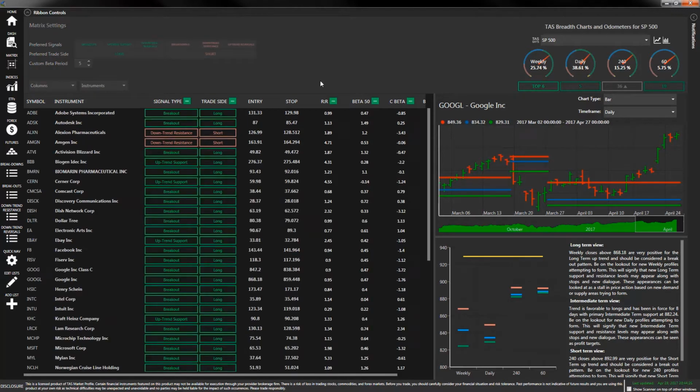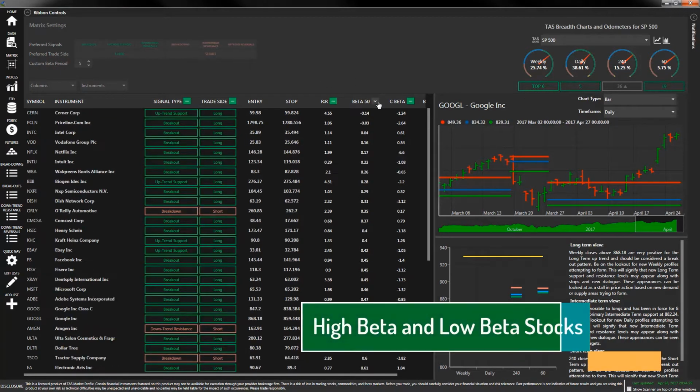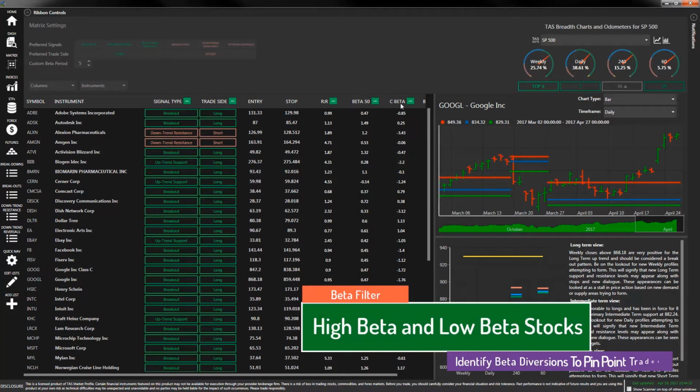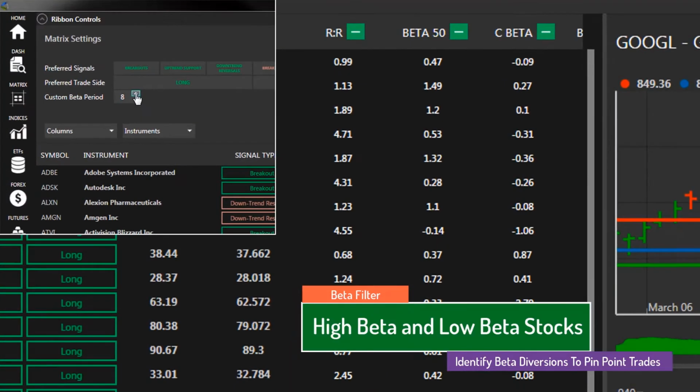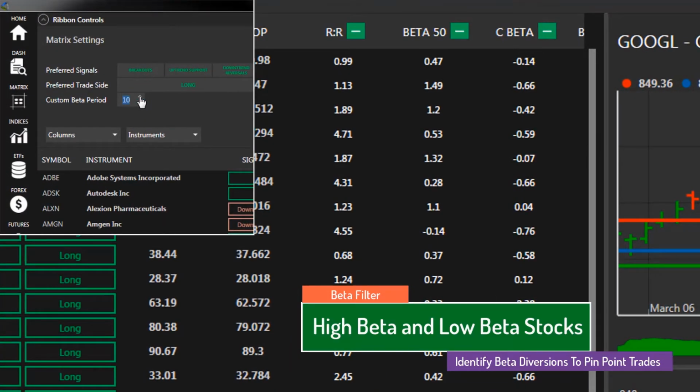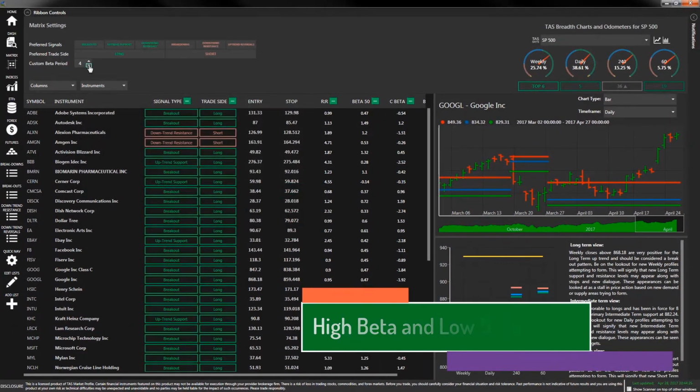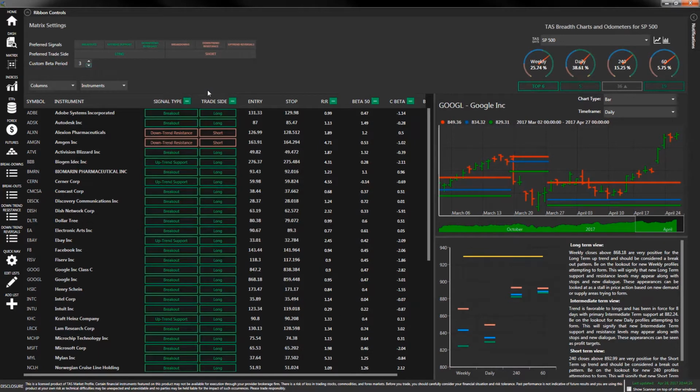The matrix has a few filtering options which help to narrow down trade setups. Through the use of the beta filters, high beta stocks or low beta stocks can be identified quickly. The use of custom beta and the resulting differences allow a user to identify those stocks which might present a springboard opportunity or an extension opportunity.